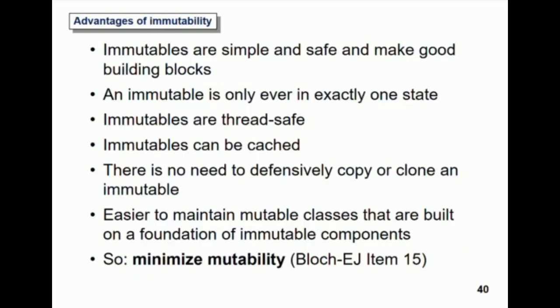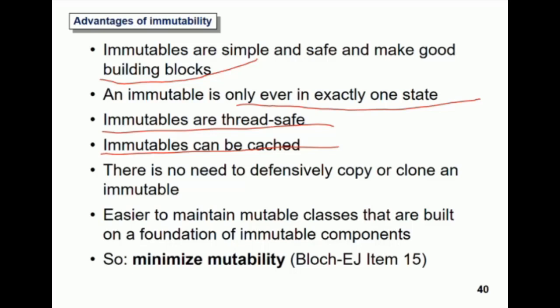Advantages of doing that: immutables are simple, safe, and make good building blocks. You've got a safe object there that nobody can manipulate. It's only an object that's immutable, it's always in one state. They're also thread safe, because even if you've got multiple threads converging on a single object, all they're doing is reading from the object. They're not changing the object state at all, so there's never going to be any inconsistency. And obviously they can be cached. If it's the same object, not going to be changed, you can cache it somewhere to be accessed by anybody.